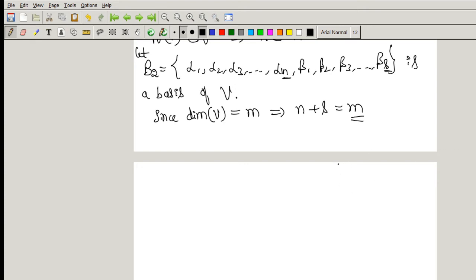And we already know that n is nothing but the nullity of T, and m is nothing but the dimension of V. We don't know what this s means yet. So suppose we arrive that this s is nothing but the rank of T, then it's enough to prove the rank nullity theorem, because the statement is nothing but rank of T plus nullity of T is equal to the dimension of the domain space.